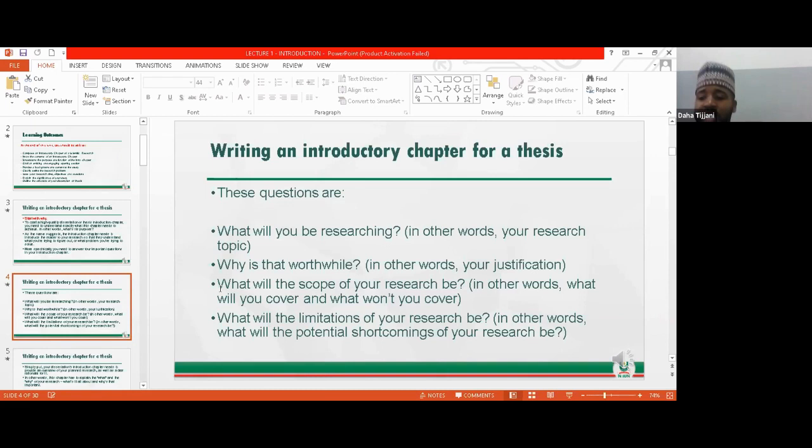And finally, you should also mention the limitations or the shortcomings of your research. What will be the shortcomings of your research? Some people might think, oh, why should I mention limitations? That will make the examiner score me down. No, in academic honesty, you need to mention the limitations.